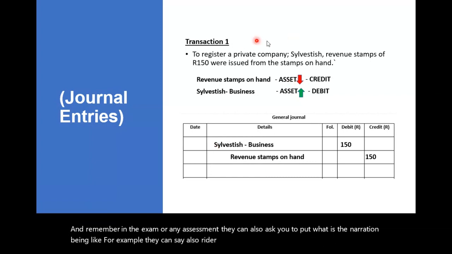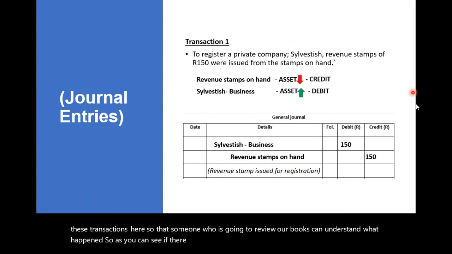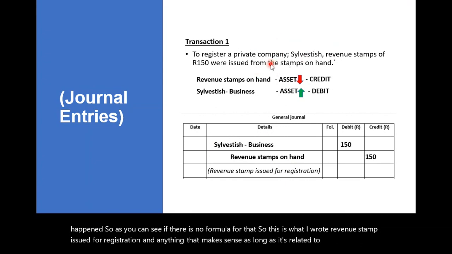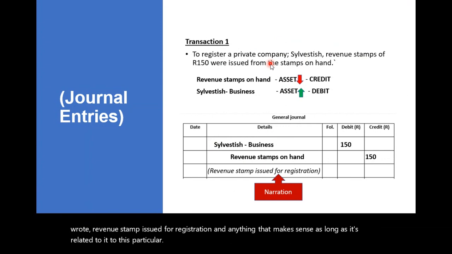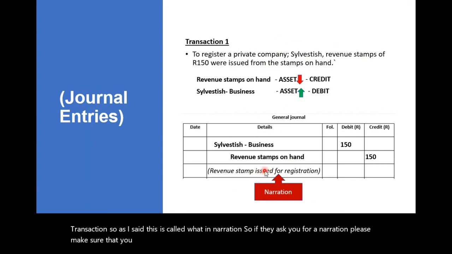The narrations is like summarizing these transactions here, so that someone who's going to review our books can understand what happened. So as you can see, there is no formula for that. So this is what I wrote: revenue stamp issued for registration. Now, anything that makes sense as long as it's related to what? To this particular transaction. So as I said, this is called a narration. So if they ask you for a narration, please make sure that you write narrations because they will give you a mark for this narration.